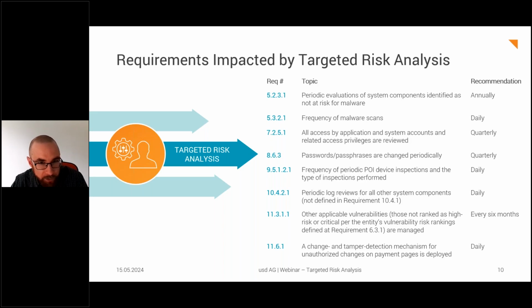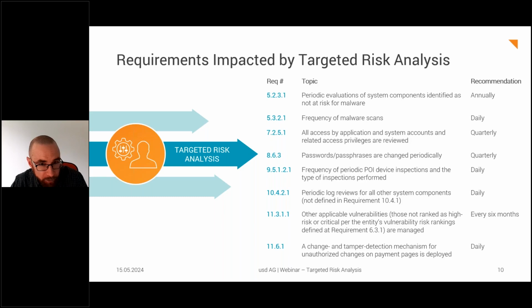So the first requirement here is 5.2.3.1. This is about the periodic evaluation of any system components that have been identified to not be at risk from malware. For many organizations, this would be, for example, your mainframe systems, or for some also Linux systems. This is always debatable, I would say. And the typical recommendation here is to re-verify this annually.